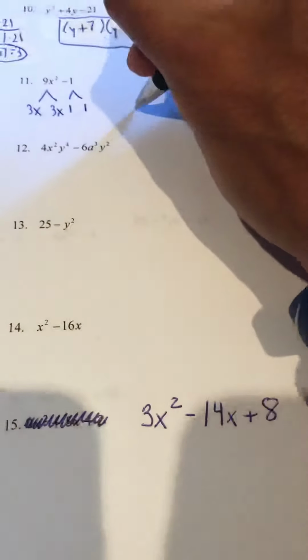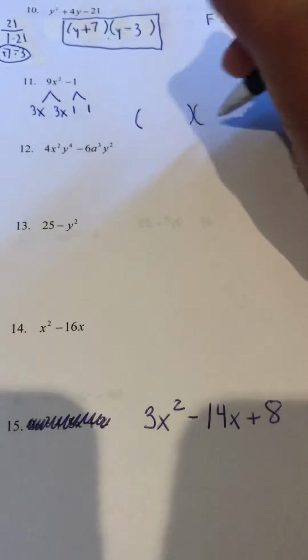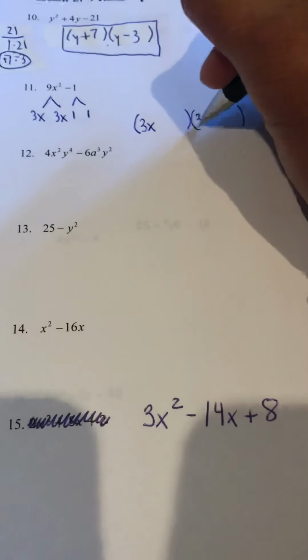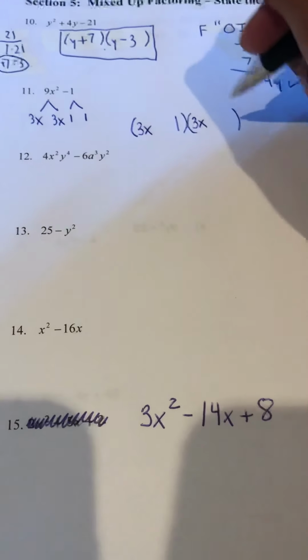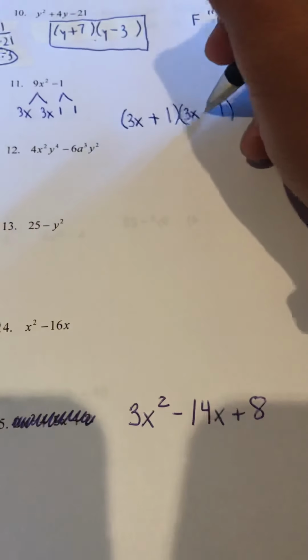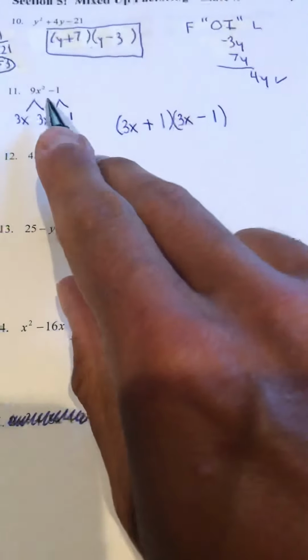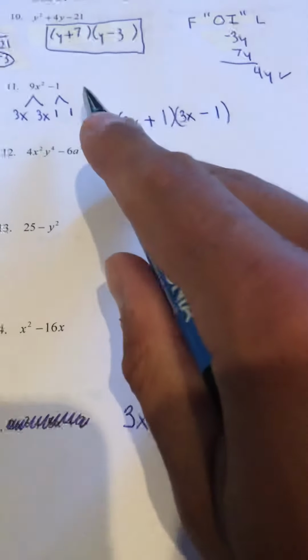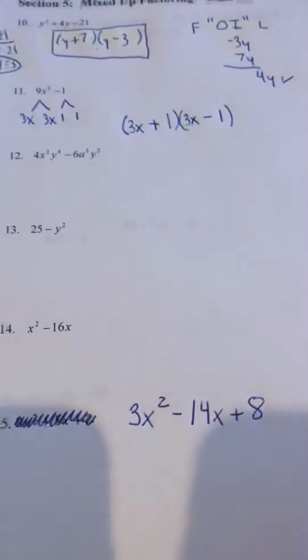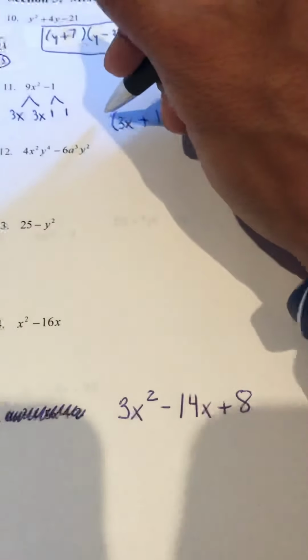Now we're going to take two sets of parentheses, and we're going to put 3x here. Now the 3x must come first, and the 1 here. The signs must be opposite. The reason being, when I multiply, I need a negative 1. If it was both negatives, that would be a positive. If it was both positive, then it would also be positive. And therefore, this would be your answer.